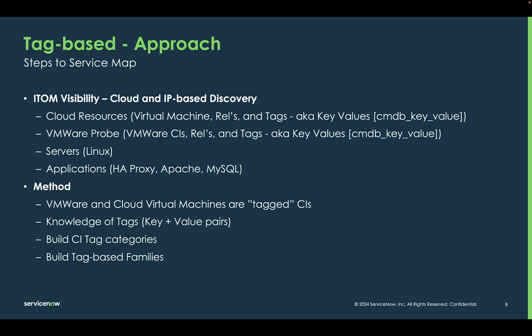For example, application by environment or application by location if you have multiple data centers. From the tag-based families, map candidates are created. And it's from here that you select the ones that you desire. Lastly, tag-based traversal rules then add to the service map, pulling data from the CMDB rel CI, the CI relationships table, also known as non-tagged CIs.